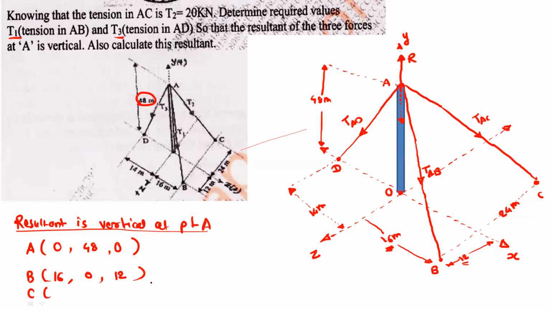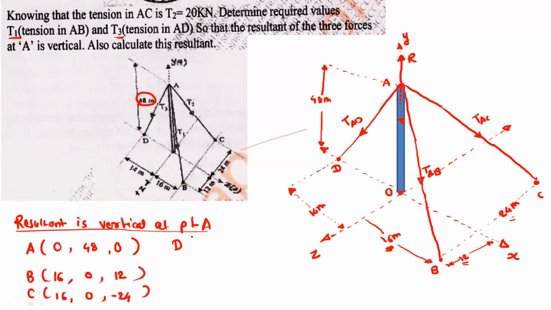Then point C, its coordinate. C is also lying in the zx plane, so its y coordinate is 0. Then 24 meter, it is on the negative z direction, so its z coordinate is minus 24, and x coordinate is plus 16.